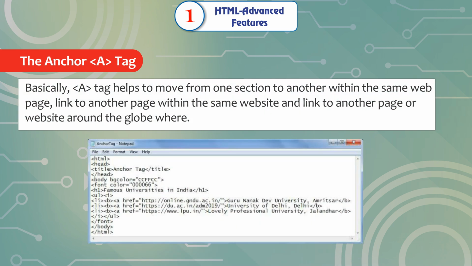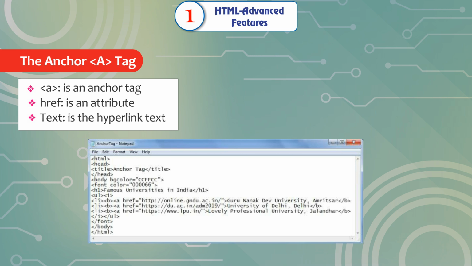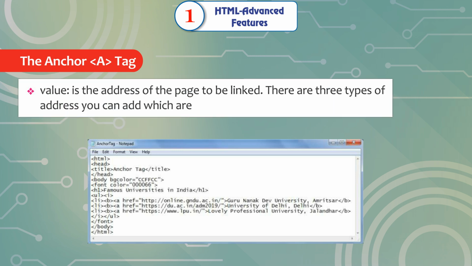Basically, the a tag helps to move from one section to another within the same web page, link to another page within the same website, and link to another page or website around the globe, where a is an anchor tag, href is an attribute, text is the hyperlink text, and value is the address of the page to be linked.